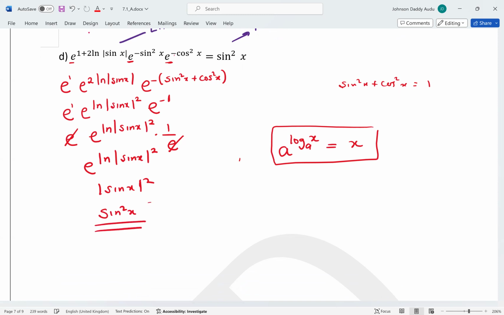And this is why, because of the absolute value. Remember, if you have absolute value of x to power n, it is equal to x to power n when n is even. This is from one of the properties of absolute value. And this is nothing but our right-hand side.